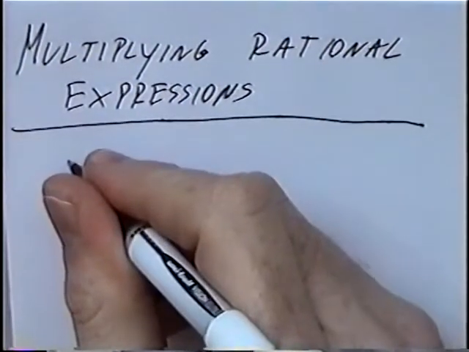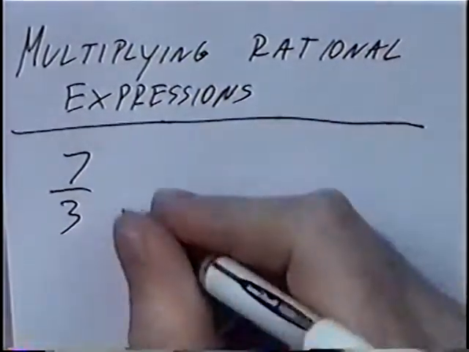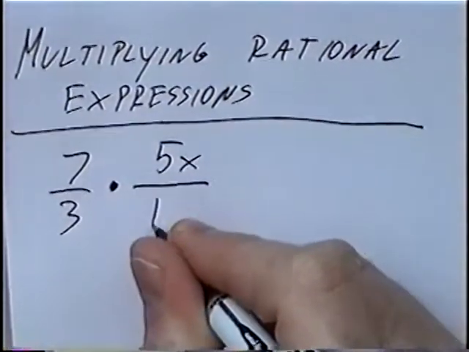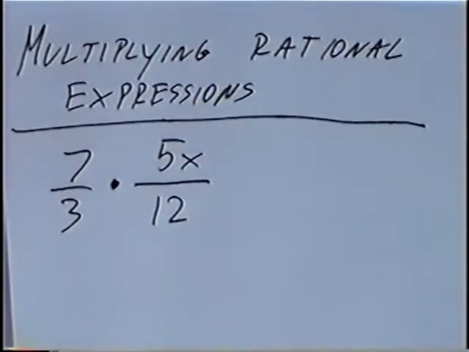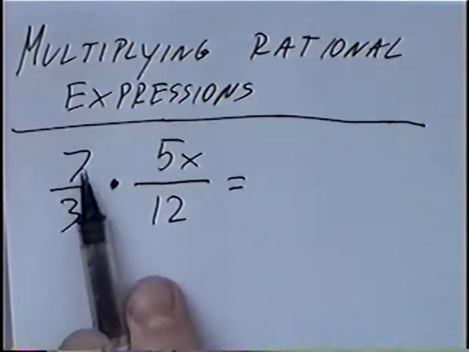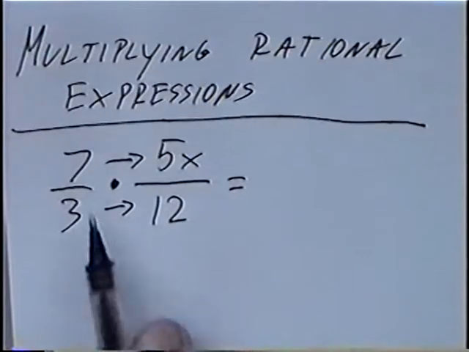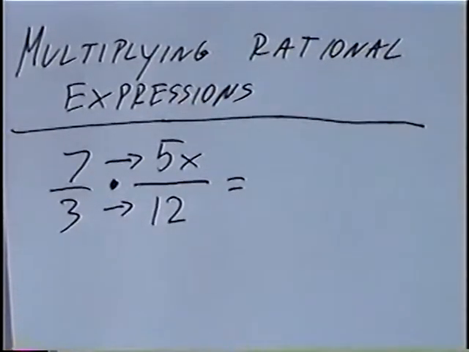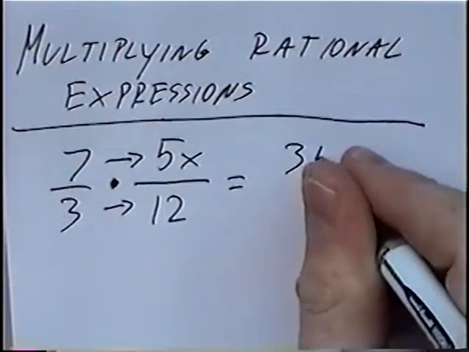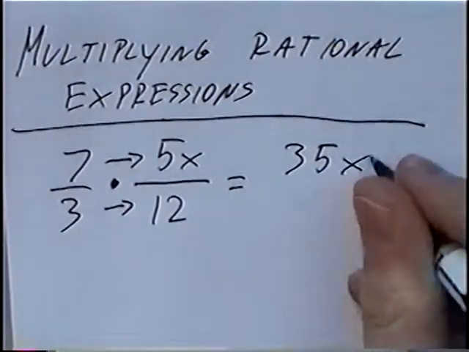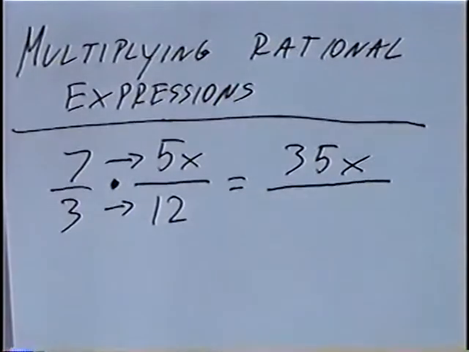First question and first fraction, 7/3 times a second fraction, 5x/12. To multiply fractions, if you remember from previous sections, we do not have to have common denominators. We can just multiply straight across the numerators and denominators. The numbers or coefficients we can multiply. 7 times 5 would be 35, and the variable x we can put at the end for 35x. The denominator, 3 times 12, would be 36.